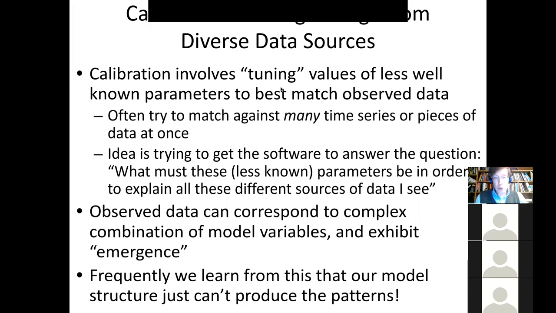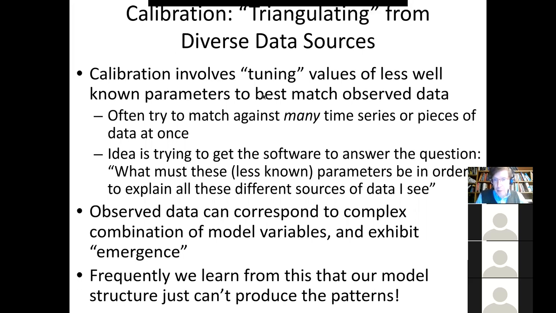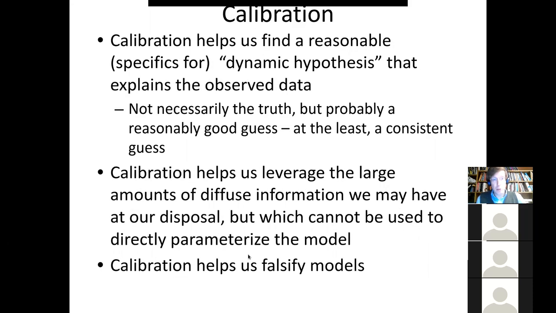Here it will involve tuning the values of less well-known parameters to best match the observed data. We're taking data we observe from the world that comes from all sorts of processes, and we're making sure that the model matches it as closely as possible. And sometimes we learn that our model just can't produce the patterns we're looking for it to explain. But often it does, and often it allows us to find a reasonable explanation in terms of parameter values that will produce these patterns that we see.